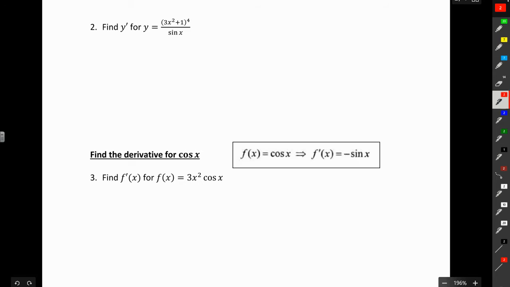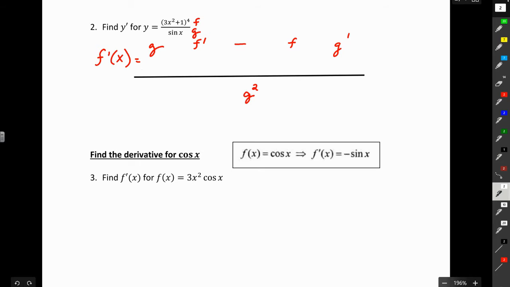Moving on to number 2, we have a quotient. I'm going to use the quotient rule. And now we'll fill that in. g is the sine of x. f prime will need to use the chain rule. This is the derivative of the outside times the derivative of the inside.